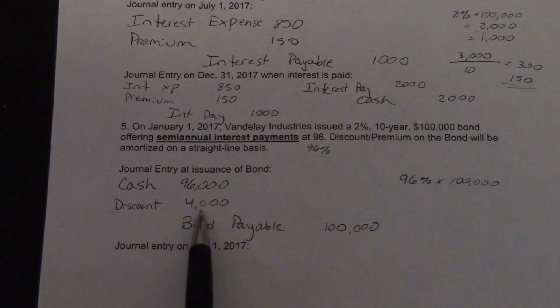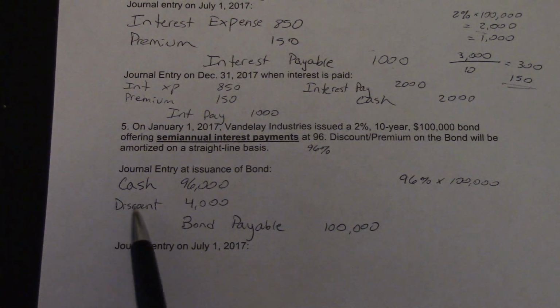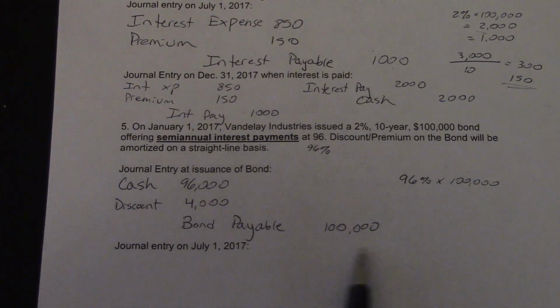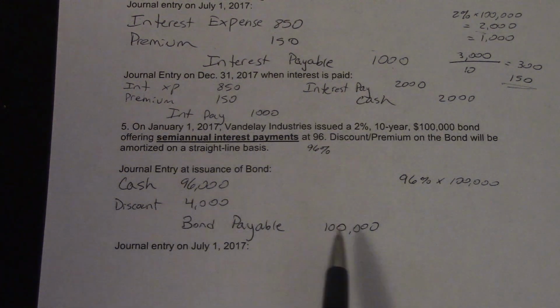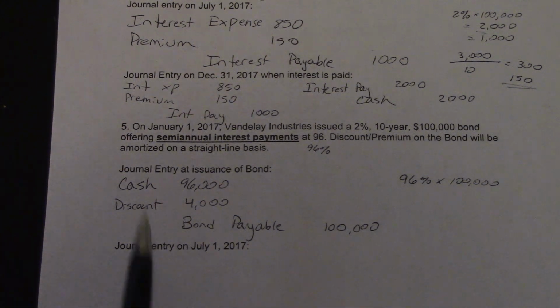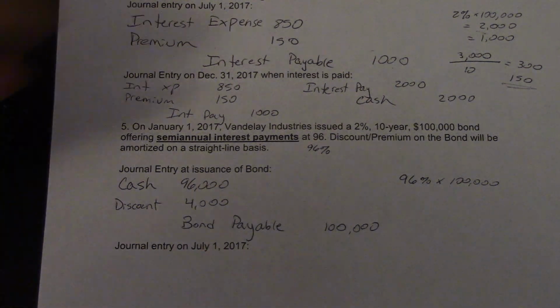We need a debit of $4,000 to balance this journal entry out. And it's a discount because the price of the bond is smaller than the face value. There's our issuance of bond. Let's journalize the interest on July 1st.